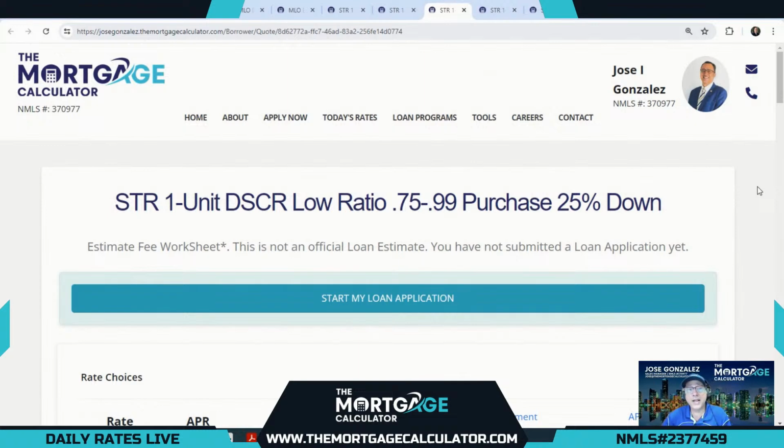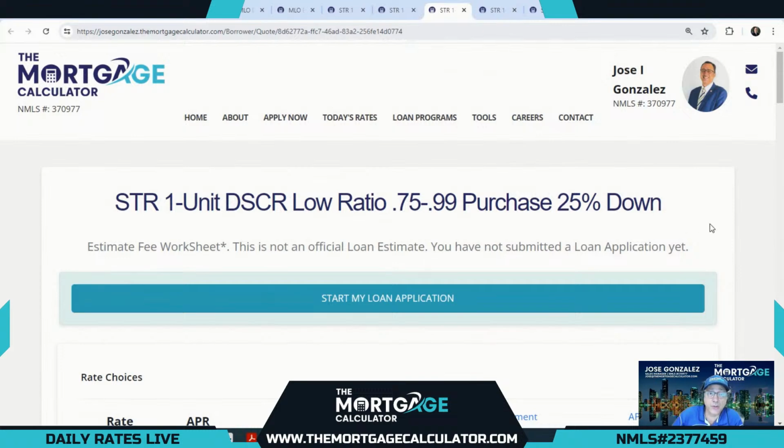And now when the seller is not doing short-term rental of the property, so there are no revenue reports, and the AirDNA doesn't provide suitable comps, there is the option to use long-term rent and then just drop, should I say, to the next tier below, which is the low ratio DSCR, which is a 0.75 to 0.99. So 25% down on this option.